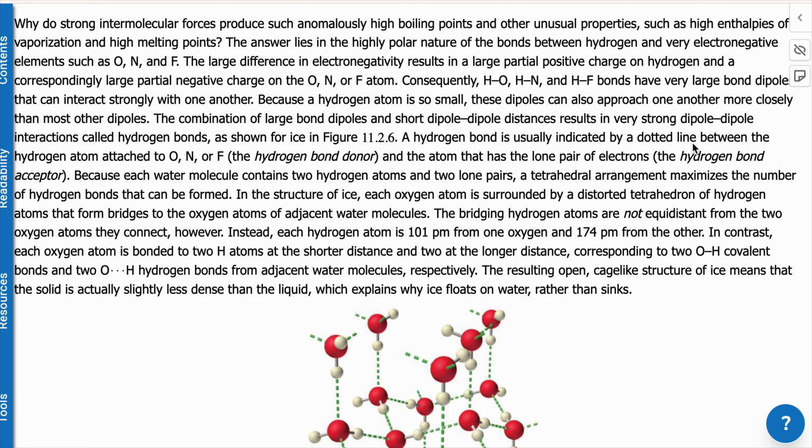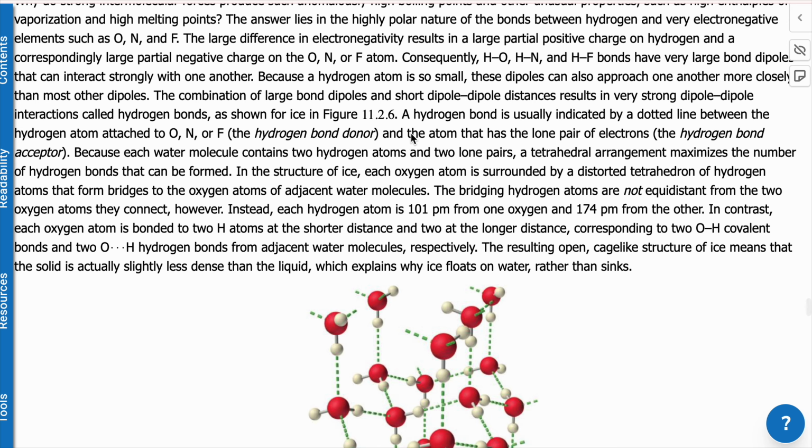A hydrogen bond is indicated by a dotted line between a hydrogen atom and another atom. Each water molecule has two hydrogen atoms and two lone pairs. A tetrahedral arrangement maximizes the number of hydrogen bonds that can be formed. In the structure of ice, each oxygen atom is surrounded by a distorted tetrahedron of hydrogen atoms that form bridges. The bridging hydrogen atoms are not equidistant. Instead, each hydrogen atom is closer to one oxygen.